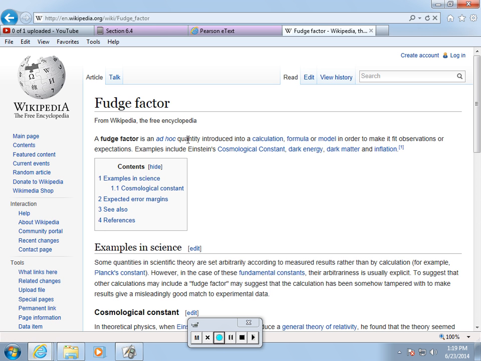A fudge factor is an ad hoc quantity introduced in a calculation, formula, or model in order to make it fit observations or expectations. Examples include Einstein's cosmological constant, dark energy, dark matter, and inflation.